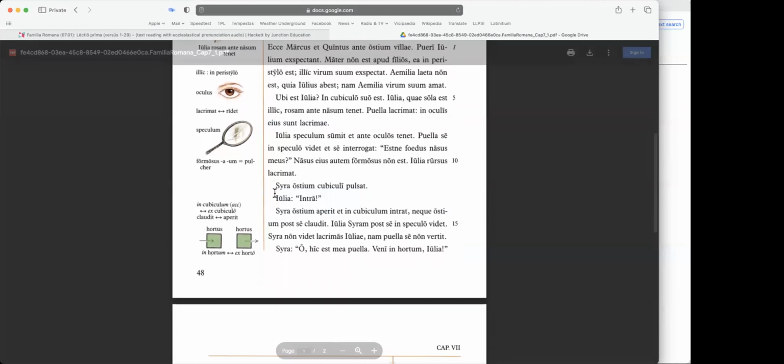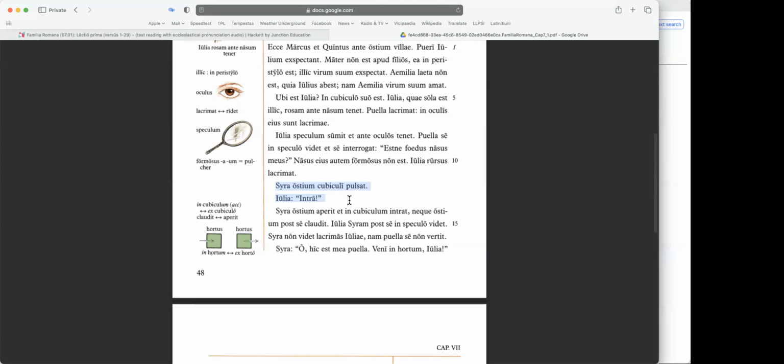Okay, well, I'll do the next two. Syra ostium cubiculi, sorry, cubiculi. What is that? Some Kabuki? Japanese. That sounds like the way I'd pronounce it. Well, I did have a little wine. Maybe that's what it is.